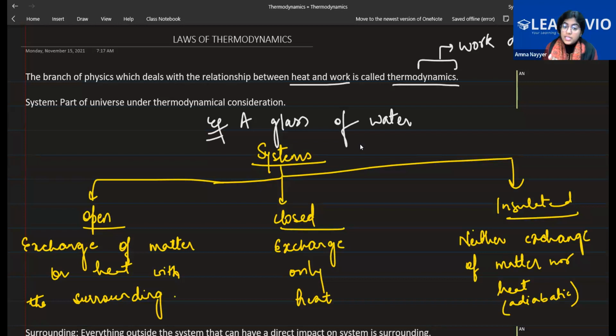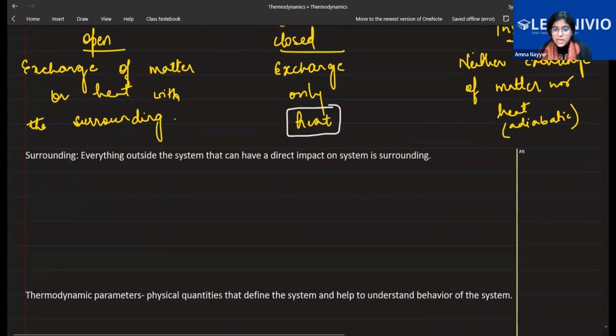Now systems are of three types: open, closed, insulated. Open means there is exchange of matter and heat with the surrounding. Closed, there is exchange of only heat, and insulated, nothing. Neither heat nor matter can be exchanged. So these are the three types of systems that are present.